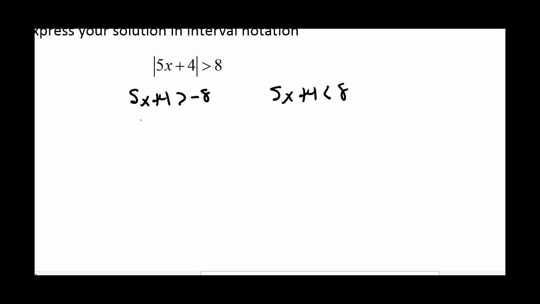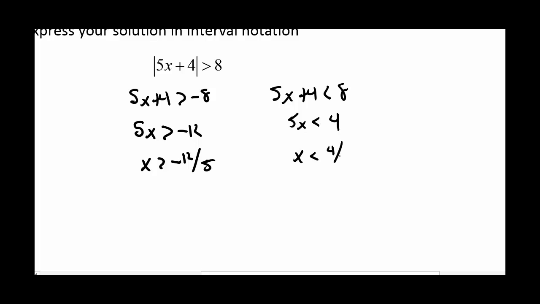So subtract off the 4, so I get 5x greater than negative 12. And then divide by 5. So x is greater than negative 12 fifths. Over on the other one, subtract 4, so I get 5x is less than 4. And divide, so that gives me x is less than 4 fifths.